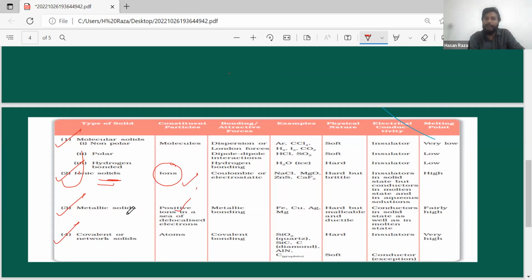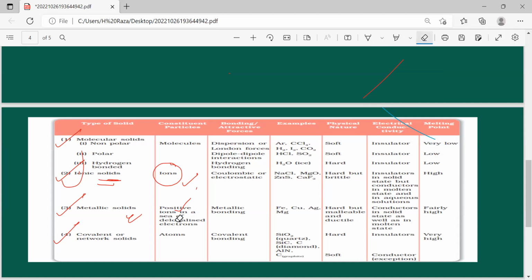When we talk about metallic solids, any metallic compound which exists in the solid state, the constituent particles will be positive ions in a sea of delocalized electrons. Basically, you can call it a kernel. Do you know what a kernel is?